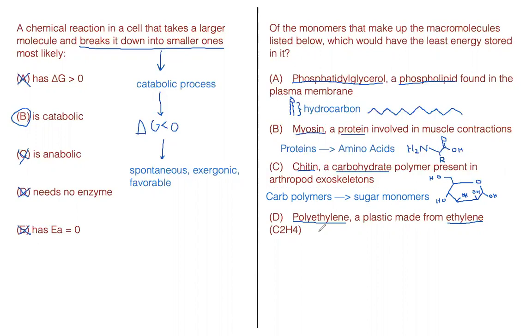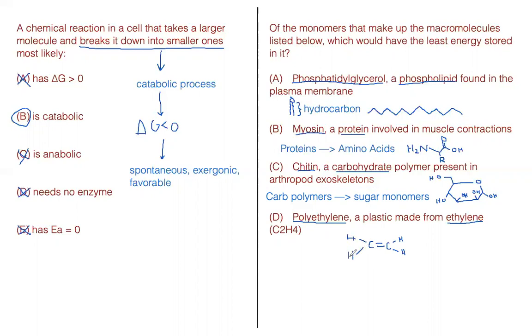Next we have polyethylene, which is made from ethylene. And so ethylene, I'll draw for you right here. It's a very simple structure. It's CH2 twice, right? So let's now look at the question and let's see what it is asking us.